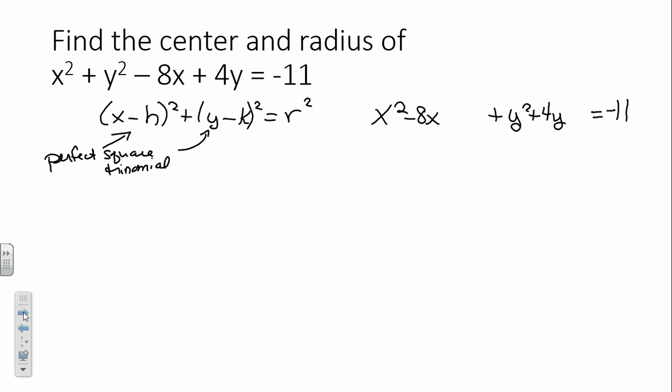Okay? Then we have to ask ourselves, what would we need to add to x squared minus 8x to make a perfect square trinomial? 16. And the way to remember that is that we have to take half the middle term squared. Remember this? Coming back to you. Okay? So we added 16. Now, what are we going to add to the y portion of it? Because half of 4 is 2, 2 squared is 4.